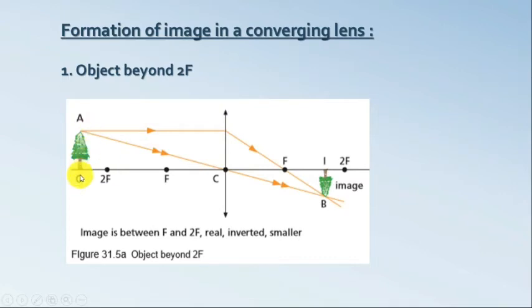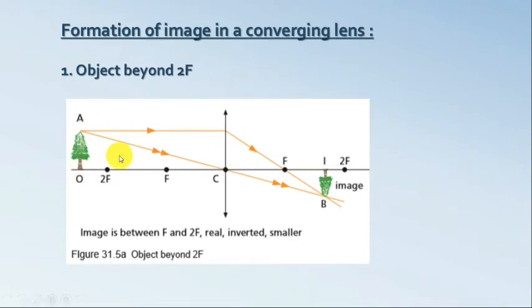If I have an object beyond 2f. You remember the principal focus, and 2f is double the distance of f. Meaning if C to F is 4 centimeters, from F to 2F is also 4 centimeters. So from 2F to C it is 8 centimeters. So if I have an object beyond 2F, here I know where 2F is, I put an object here. What will happen to the image of the object?